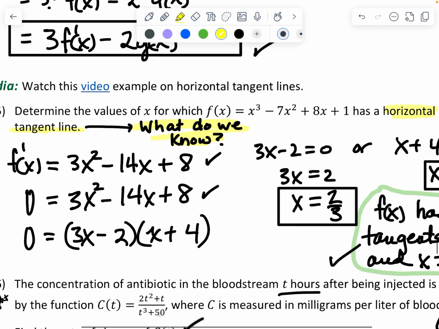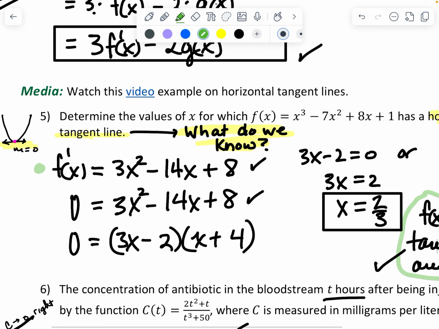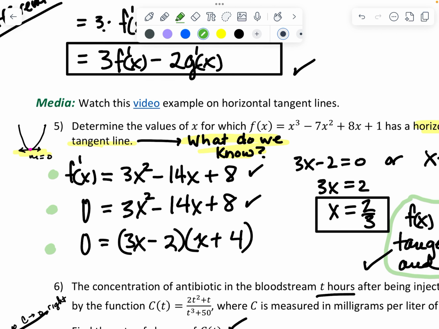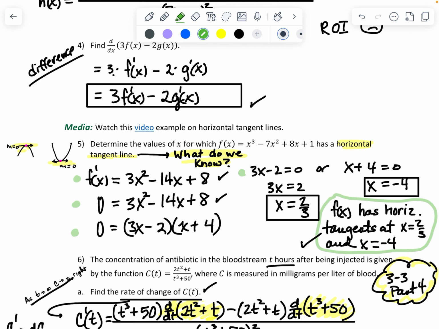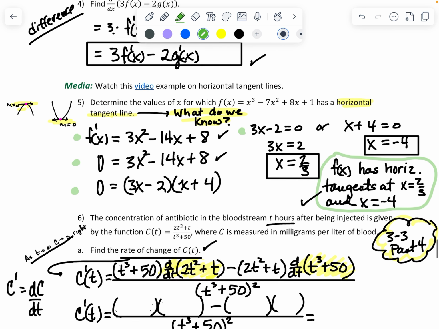So we say, all right, well, there's f prime. We calculated f prime in the first step. And then after we do that, we set it equal to 0. And since I thought, does it factor? Yeah, it factors. So I've got it factored. And then I use the principle of zero products and say, well, one factor is equal to 0 or the other one is. And I come up with 2 values. So f of x has horizontal tangents at those 2 locations, 2/3 and -4.